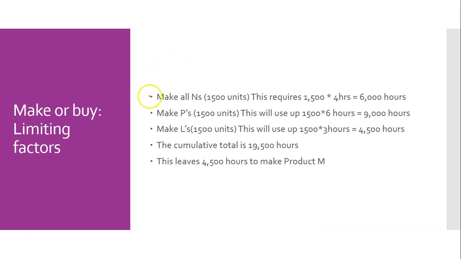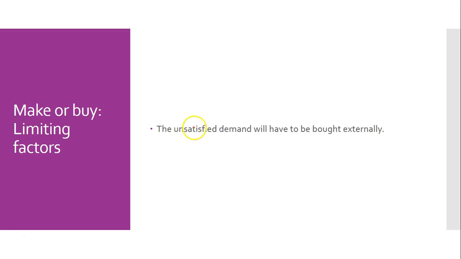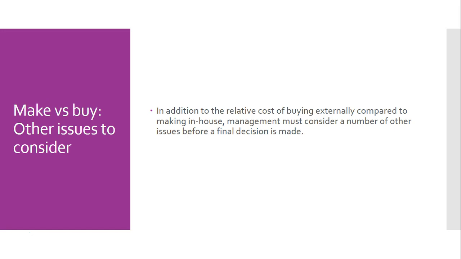Okay, so what have I said? Make all N's, make all P's, make L's, and this leaves you 4,500 hours to make product M, if you like. So yeah, I think that's kind of how we look at this. For M, I only have 4,500 hours left, and I need 5 hours to make a unit, so I can only make 900 units of M. And again, because I can only make 900 units and the demand is 1,500, I'd end up buying, if you like, the 600 units externally.